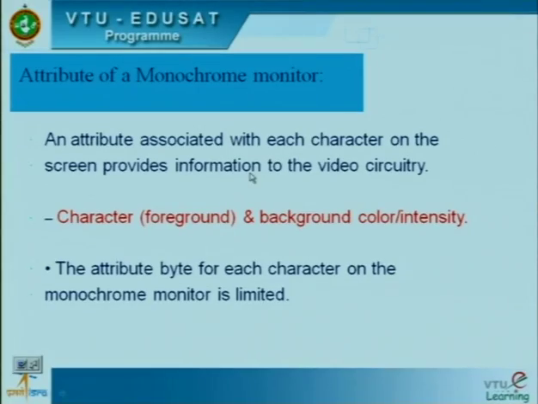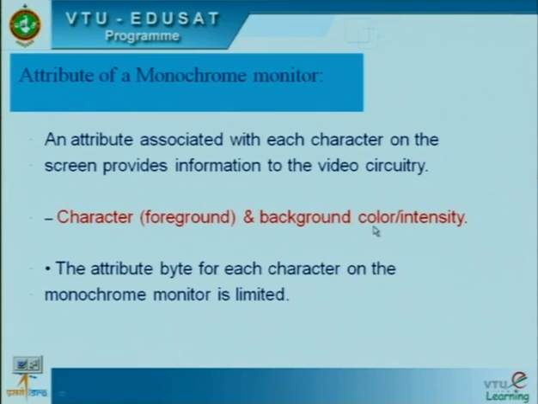To understand the video mode, we need to understand the different attributes of a monochrome monitor. What are the different attributes? Attribute means characteristics. The attribute associated with each character on the screen provides information to the video circuitry, where the attribute of each character is provided, covering the foreground character which will be displayed, and the background.